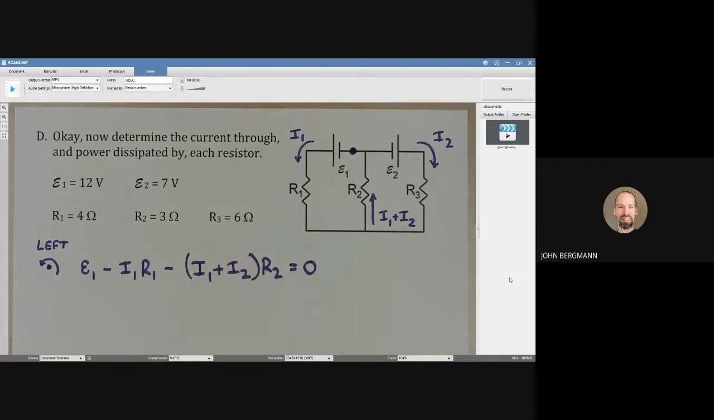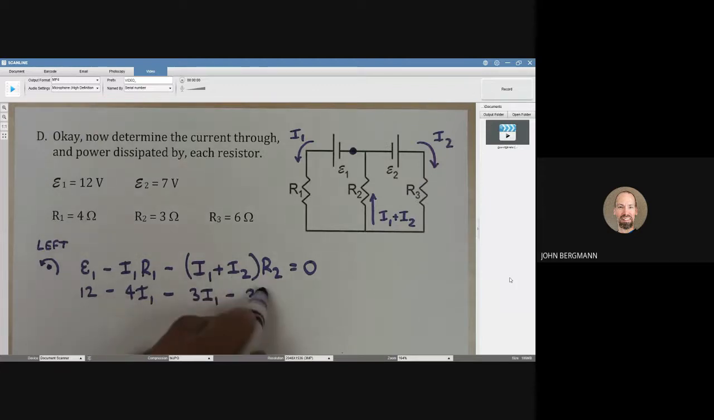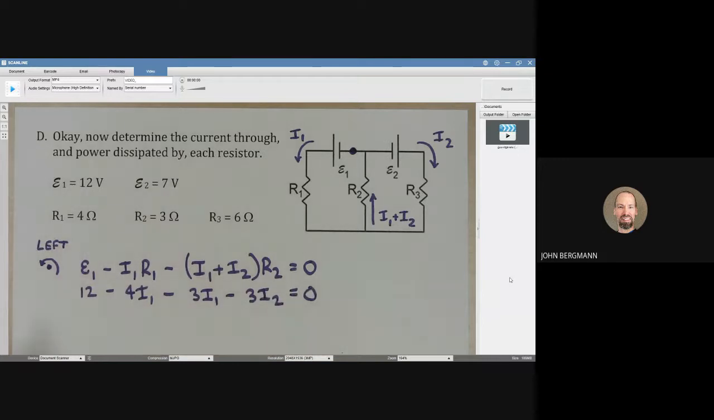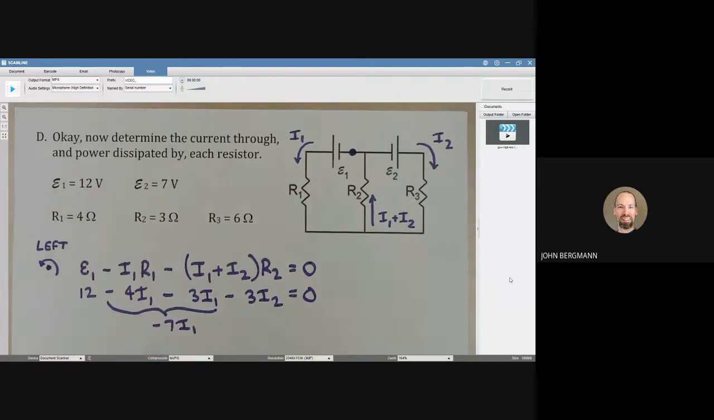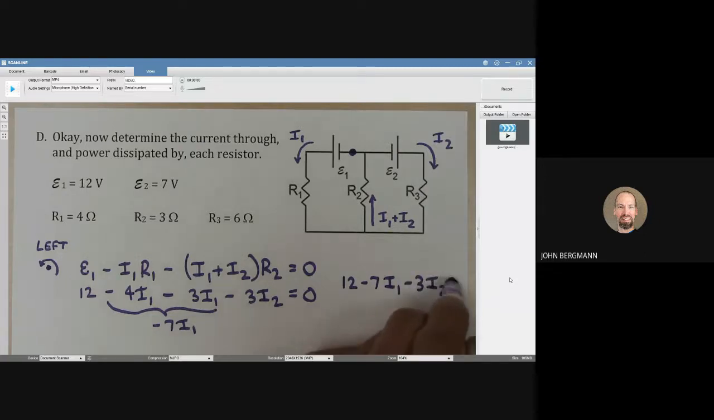So we write 0. If we put the numbers in there, then E1 is 12, and R1 is 4. So this is 4I1 minus, and then we have I1 here times R2. So that's going to be another minus 3I1 minus 3I2, and that's going to equal 0. These obviously can be combined into a negative 7I1. When we're all done here, what we have is 12 minus 7I1 minus 3I2 equals 0. That's what that loop equation has given us.